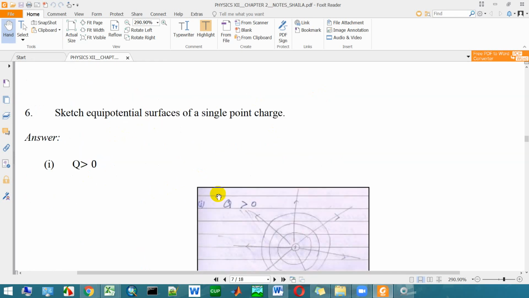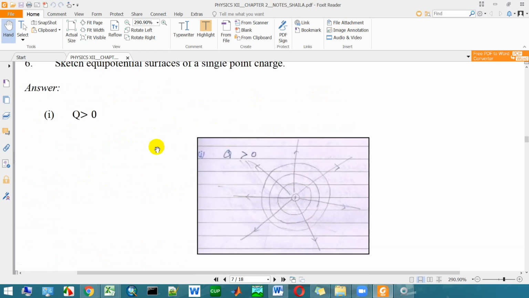Now, for a 1 mark question, sketch the equipotential surface for a single point charge. Again, there are two cases. When q is greater than 0, it is a positive charge, and the direction of the electric field is radially outwards. And these are the equipotential surfaces: S1, S2, S3 and so on. This direction of electric field and the equipotential surface are perpendicular.